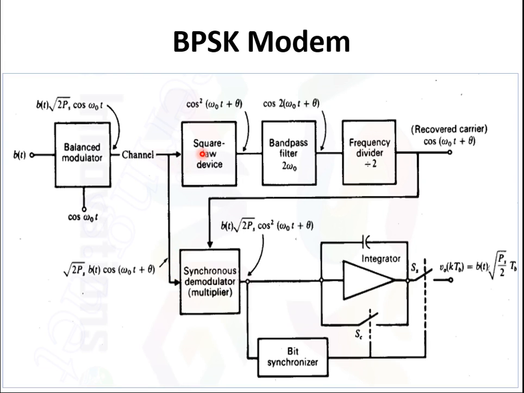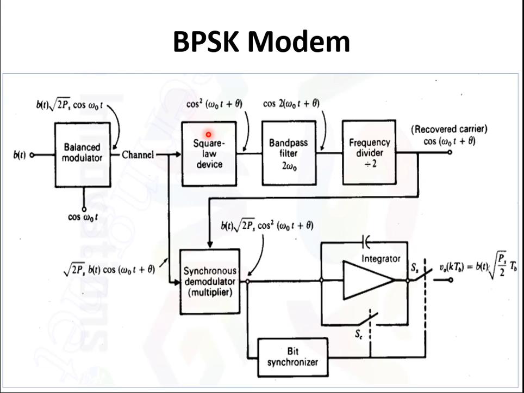In the carrier reconstruction block there are three sub-blocks: a square law device, a band pass filter, and a frequency divider network. If the square law device is used, the signal coming in will get squared. Now I'm thinking only of generating the carrier frequency, so I'm dealing only with cos square, not with any amplitude here: cos square of omega naught t plus theta. Why is the square coming? Because it is a square law device.